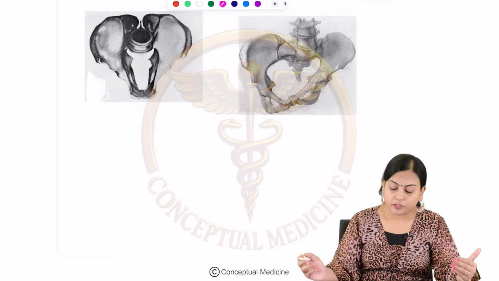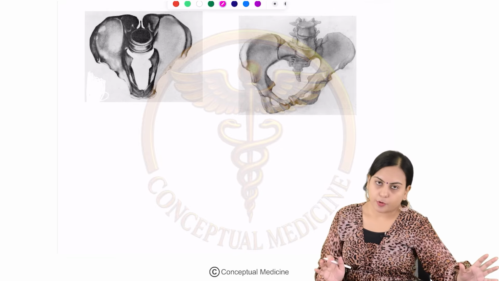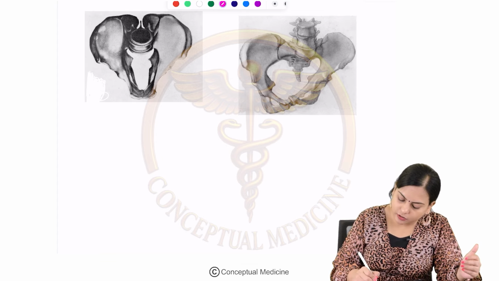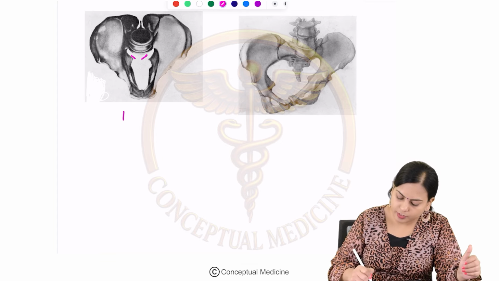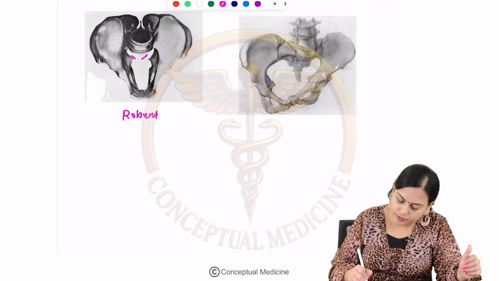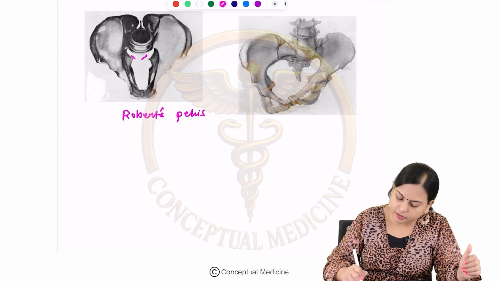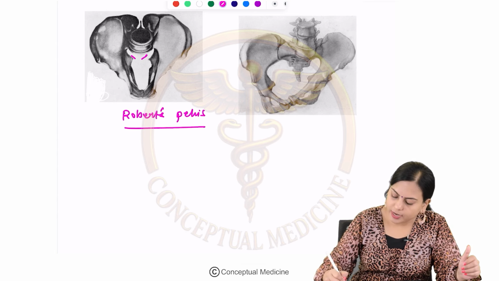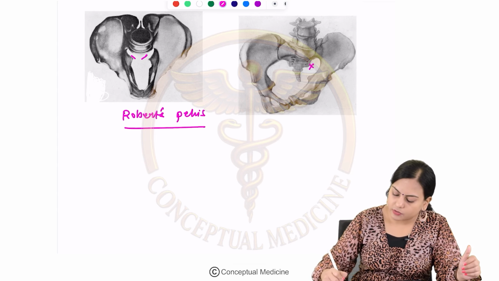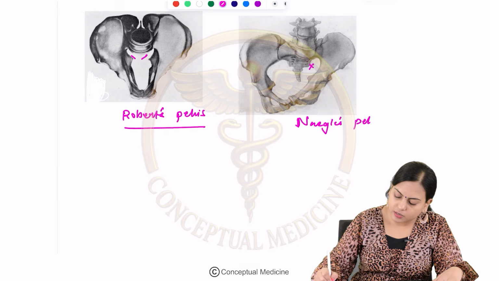This is the picture that is showing the abnormality in the pelvis. Here if you see, you are not able to see both ala of the sacrum. So, it will be known as, yes, Robert's pelvis. And here you are able to see only one ala of the sacrum is absent, right. So, it will be called Naegele's pelvis, right.